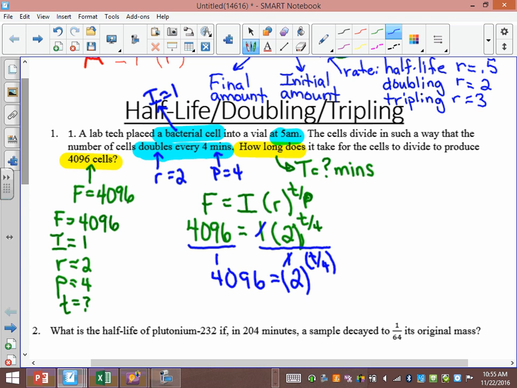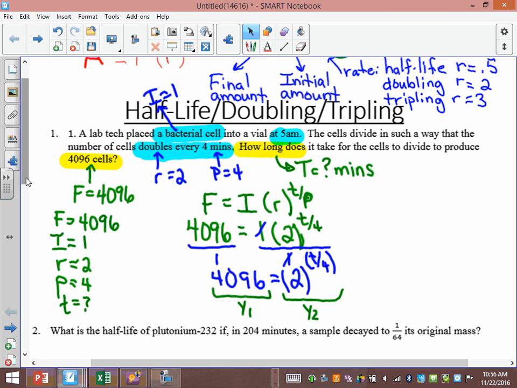Now, I always put t divided by 4 in brackets. The only reason why I do that is because if you have a calculator where the exponent doesn't actually pop up, you know how some of the calculators, the exponent pops up? If the exponent pops up, you don't have to put it in brackets. If your exponent, however, does not pop up, you have to put it in brackets if it's a fraction, which it is. Okay? So we're going to go y1, y2. So punch that into your y1 and your y2.